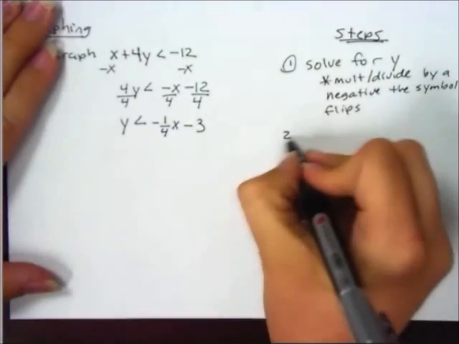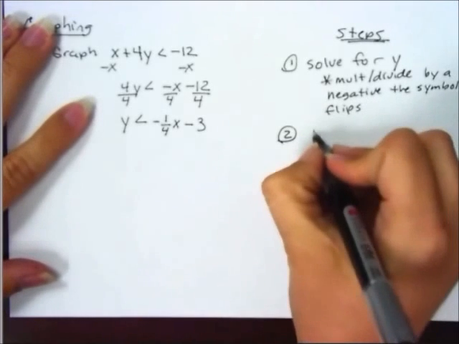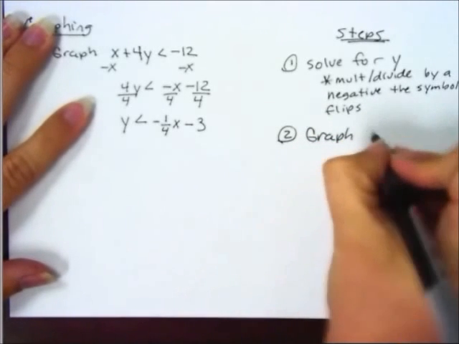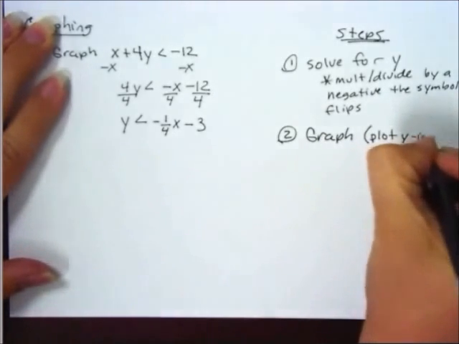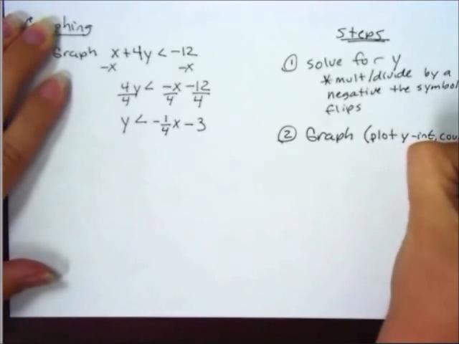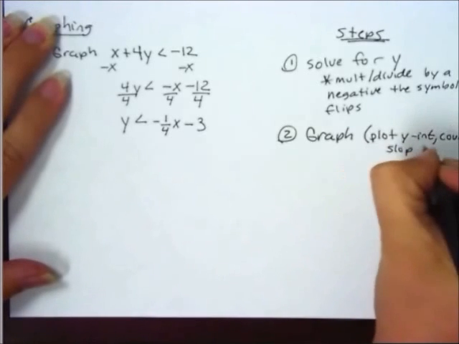The second thing you want to do is actually graph that inequality. If you remember back from Algebra 1, to graph, we're going to plot the y-intercept and then count your slope, which is always rise over run.